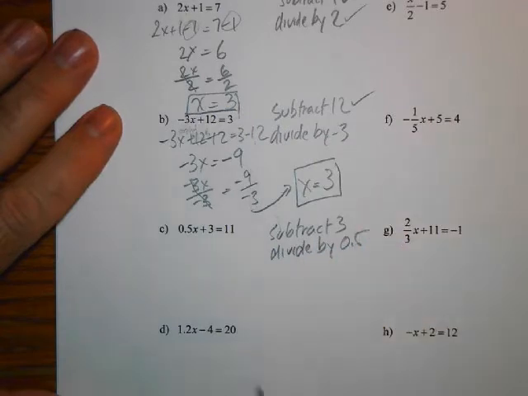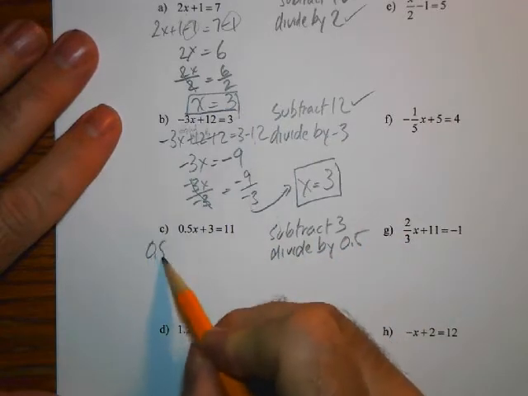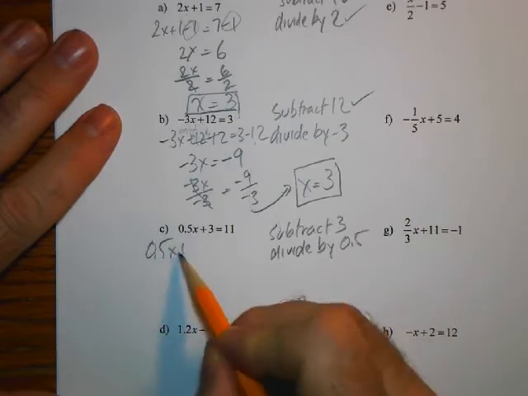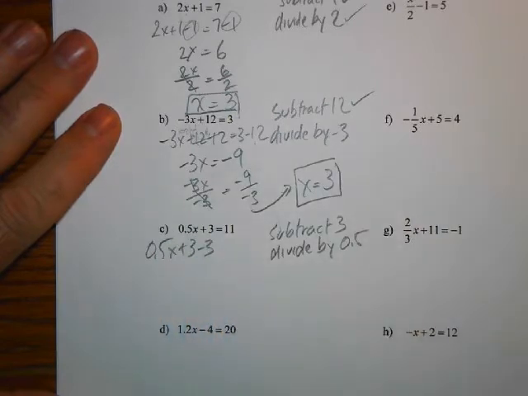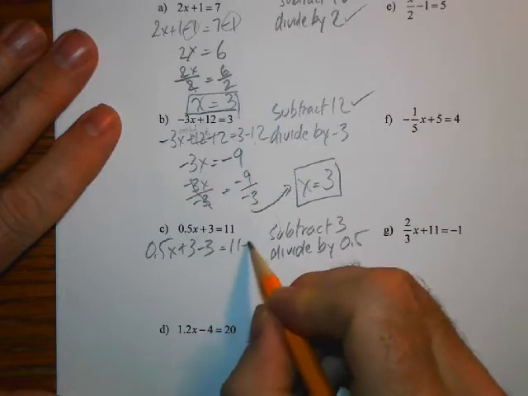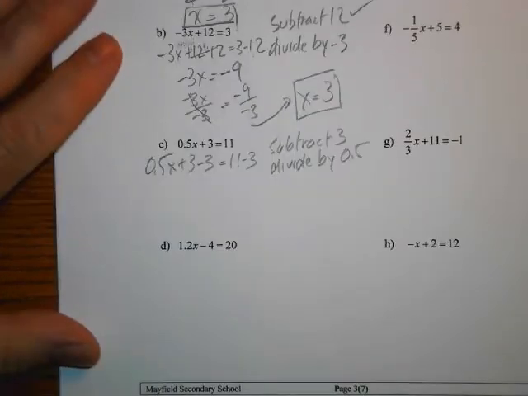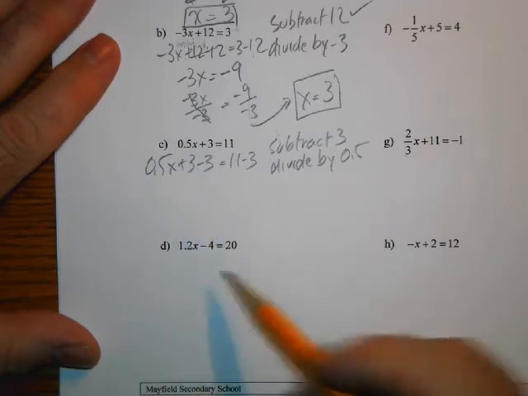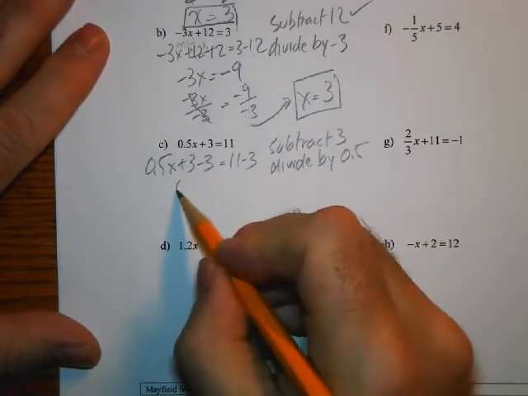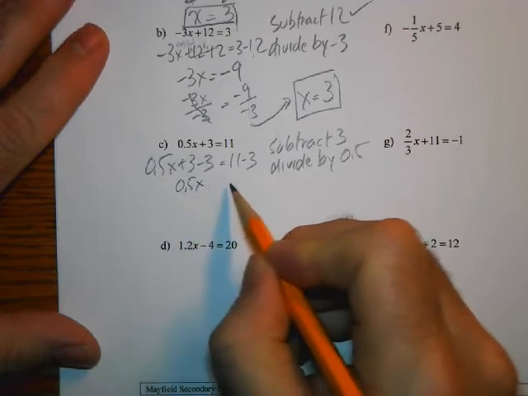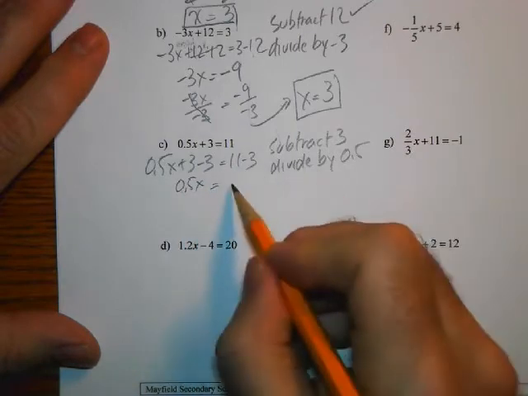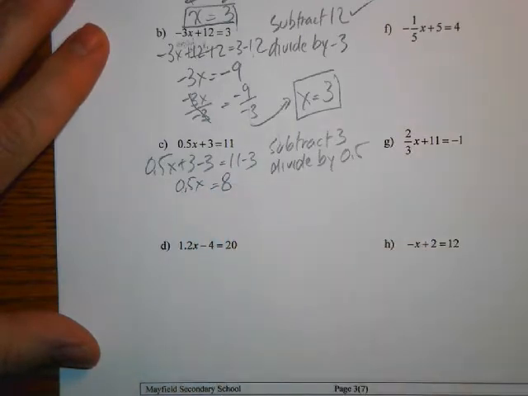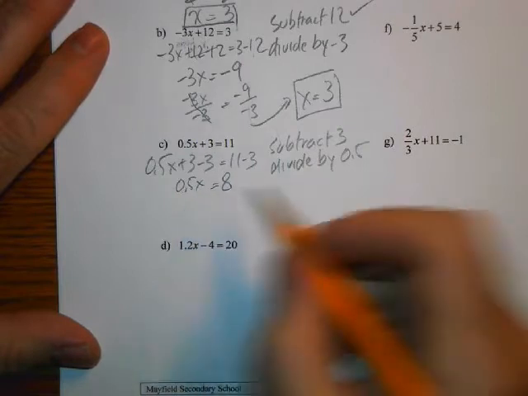0.5. Okay, so subtract 3. I got 0.5x plus 3 minus 3 is equal to 11 minus 3. Okay, if we want to clean that up, our plus 3 minus 3 cancel out, so we got 0.5x equals 11 minus 3 is 8. And now we're going to divide both sides by 0.5.